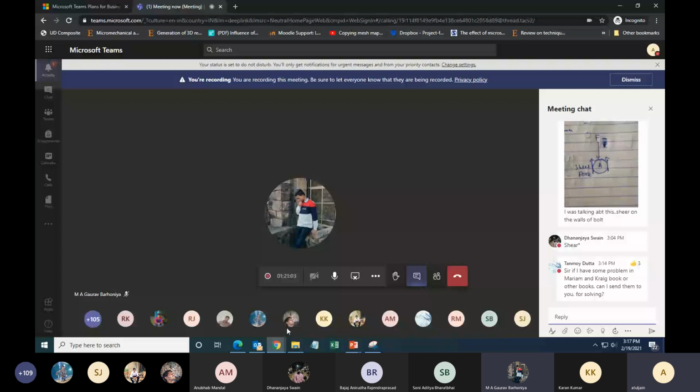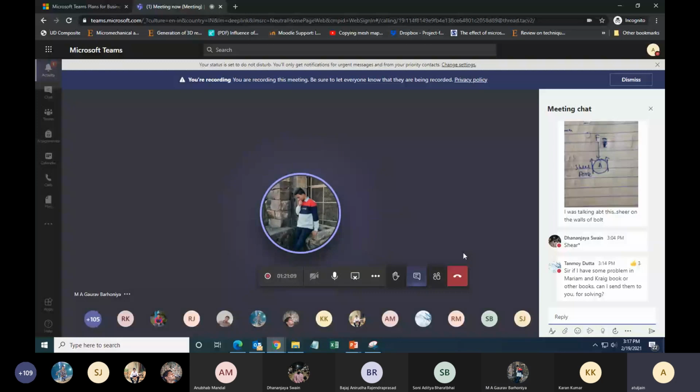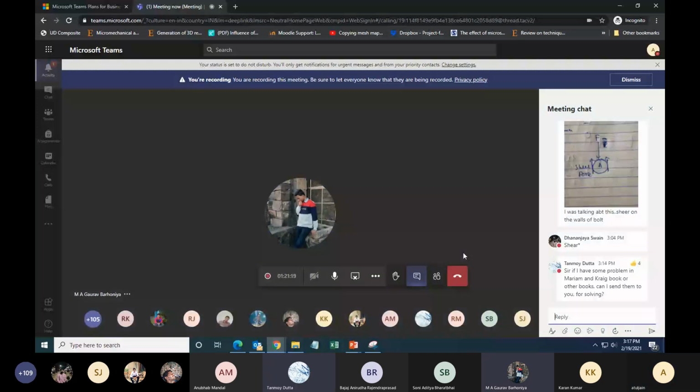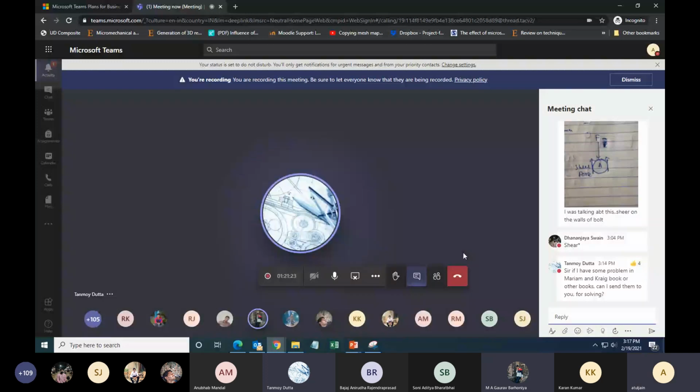Tanmay, Miriam and Craig is for statics only. Beer and Johnston have written a book also in mechanics of solids. So I was saying that if you have problems in solving, like the solutions and answers don't match, we can obviously try to solve, but the only condition is I will not send you the solution alone. I will upload it in the Teams. Everybody will be able to see. Oh, okay, sir.